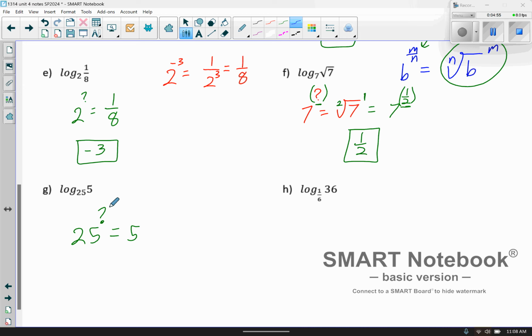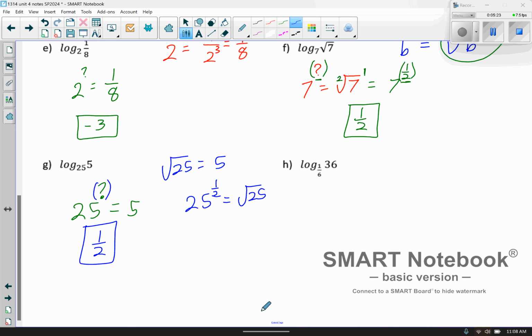What I notice is that if I were to square root 25, that would equal 5, right? So this actually kind of relates to the one we just got done doing. That's going to be 1/2 right there, because 25 raised to the 1/2 power is equivalent to the square root of 25, which we just showed equals 5. So the answer to this one's going to be 1/2 right there.